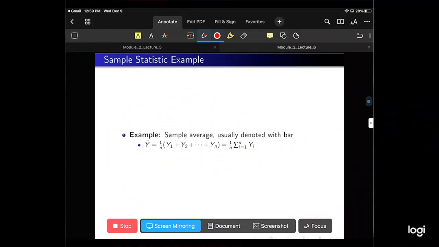Sample statistics example. The most obvious example is the sample average. The sample average is usually denoted with a bar. So if we have a random variable y, the sample average is y bar, and it's equal to 1 over n times all the possible values, which we can write as 1 over n times the sum of i equals 1 to n of yi.